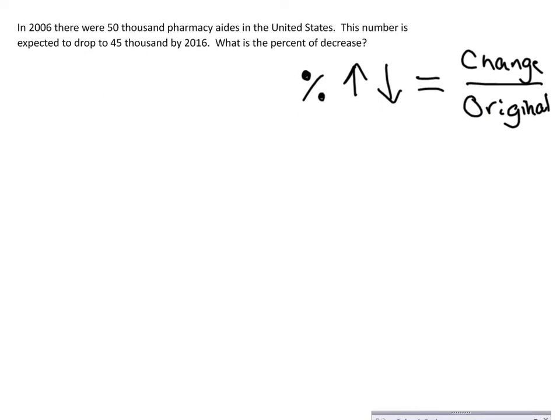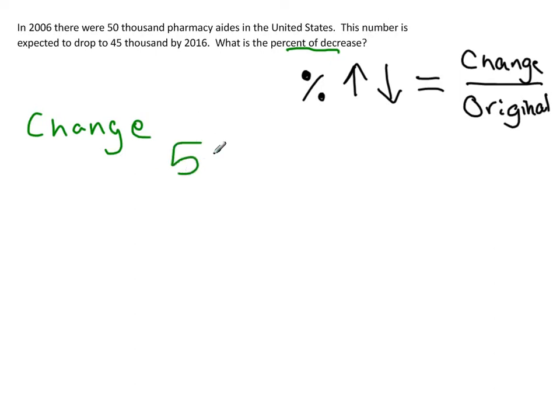So we're going to go ahead and tackle this problem with this in mind. In 2006, there was 50,000 pharmacy aides in the United States. This number is expected to drop to 45,000 by 2016. What is the percent of decrease? So our first step is we need to find the change. In 2006, there's 50, and then by 2016, there's predicted to be 45. So we're going to find the change, in which case is the decrease here, between 50 and 45. So we'll subtract, and 5 here is how much they'll decrease over the years.